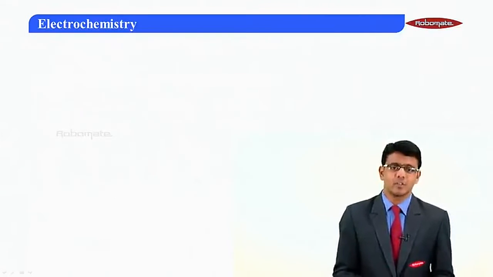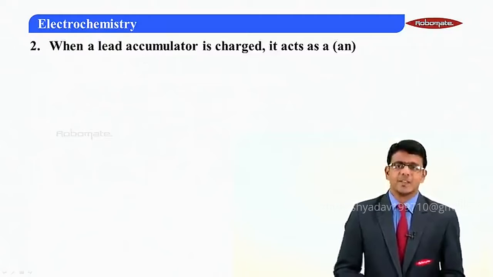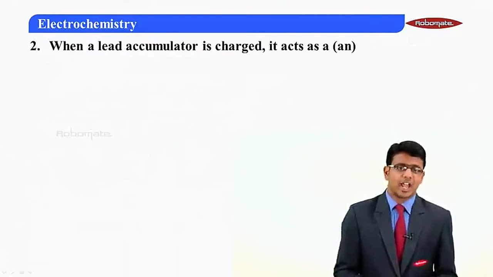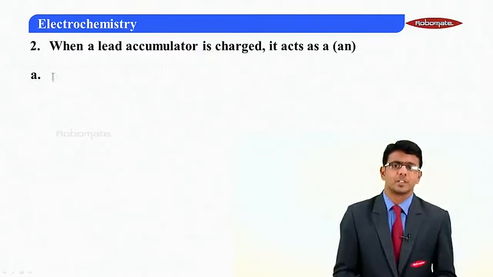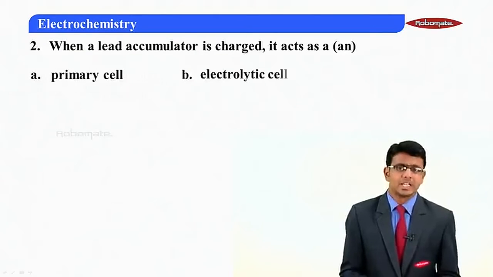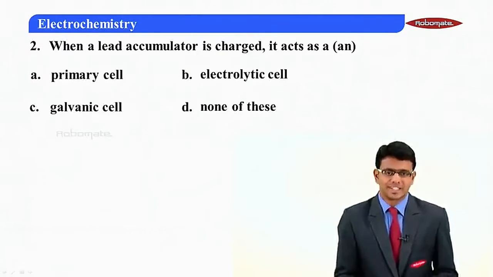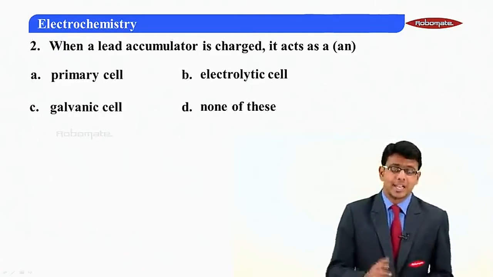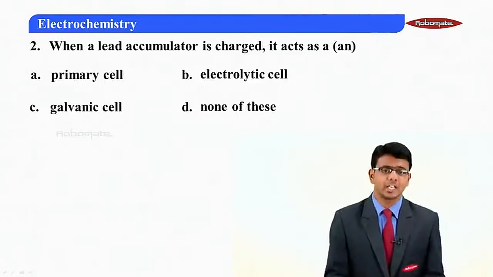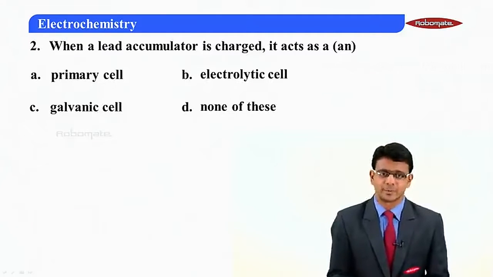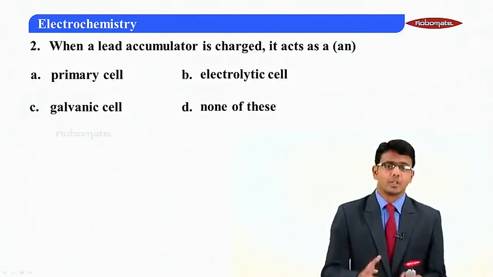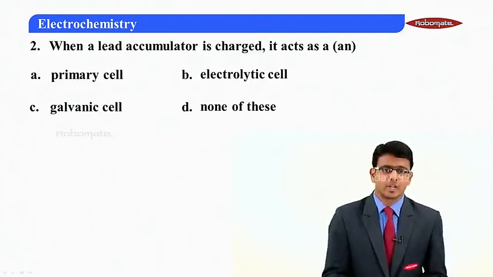Okay. The next question here is, when a lead accumulator is charged, it acts as, options: primary cell, electrolytic cell, galvanic cell, none of these. Now students, when the lead accumulator is charged, that means we are connecting it to the external source of electricity, and because of that the polarities of the lead accumulator will change, will reverse, right?